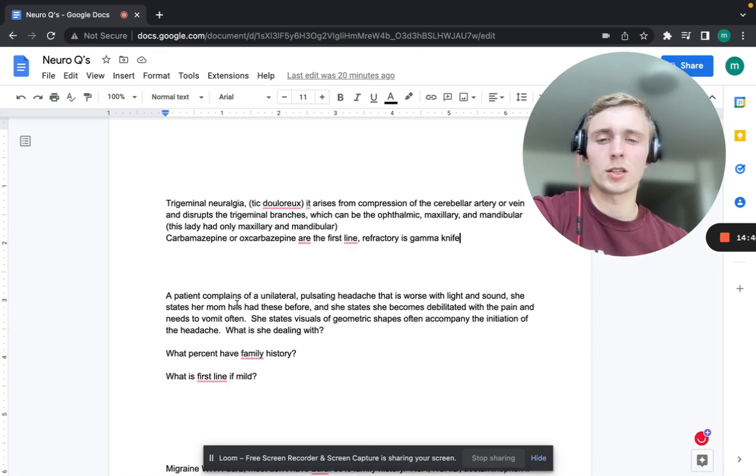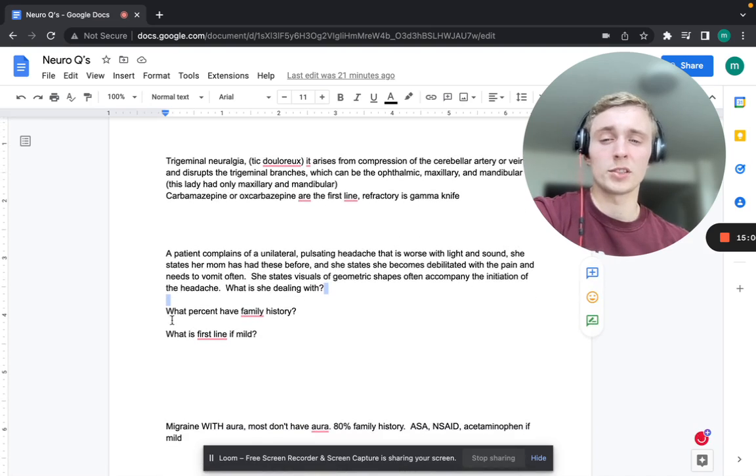So next one is a patient complaining of unilateral pulsating headache that is worse with light and sound. She states that her mom has had these before, and she states these have become debilitating with pain, and she needs to vomit as well often. She states visuals of geometric shapes often accompany the initiation of the headache. What is she dealing with? Visuals of geometric shapes. What % of these patients have a family history? And what is the first line if mild? What is the first line if a mild one of these?